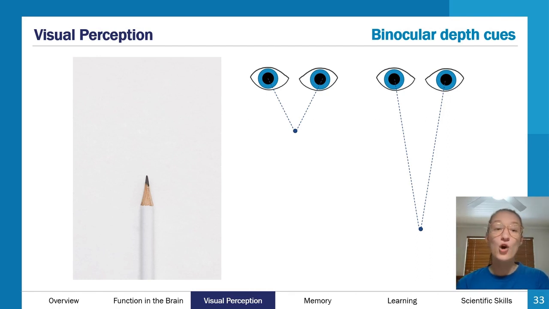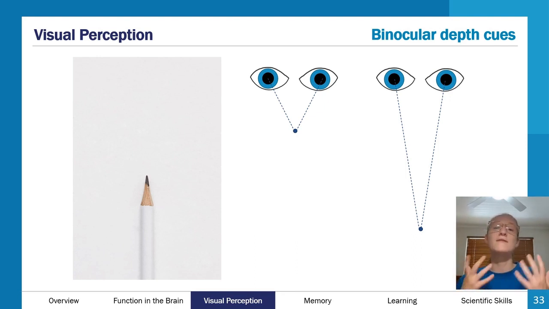And the second one is convergence. As an object gets closer, our eyes turn inward to keep it focused in the center. So for example, I've got my pointer finger up here. As I'm moving it closer, I can feel my eyes turning in because my eyes have to turn in to keep focusing on it in the center.